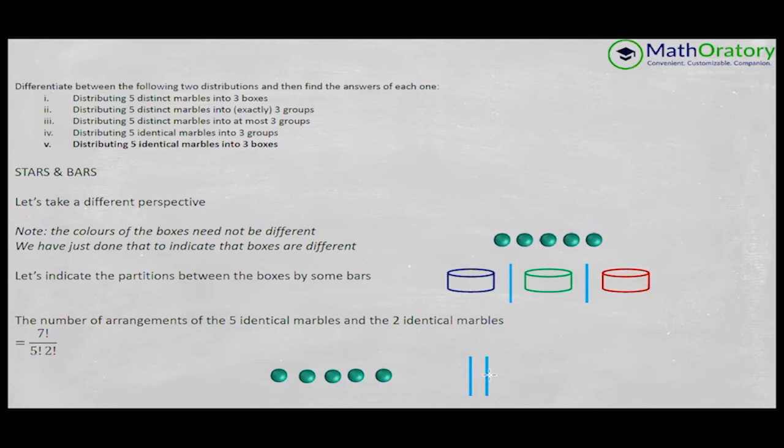It doesn't matter whether the second bar comes before the first bar, right? So the bars are also treated as identical in this particular example. So 7 factorial by 5 factorial times 2 factorial, that should be the answer.